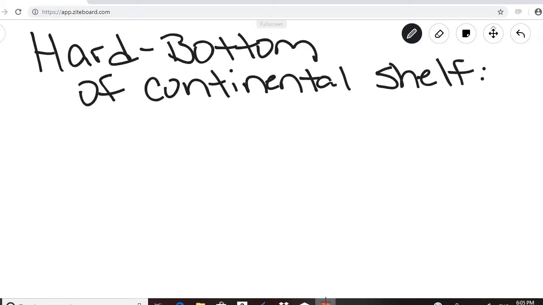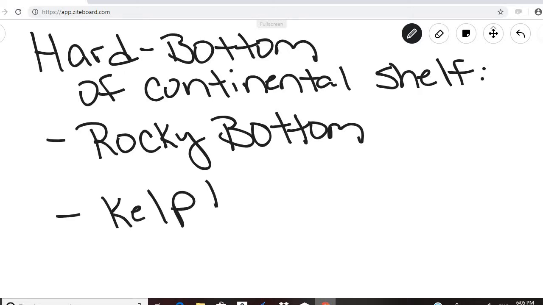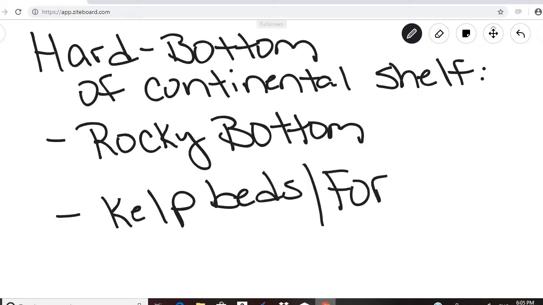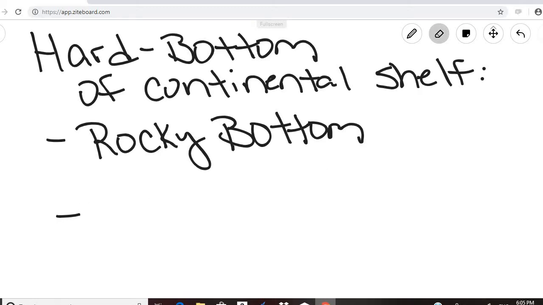And then in the hard bottom, we are going to talk about a rocky bottom, and we are going to talk about kelp beds and kelp forests. Okay, so that's where we're going with regard to the hard bottom of the continental shelf. So let's start with the rocky bottom.